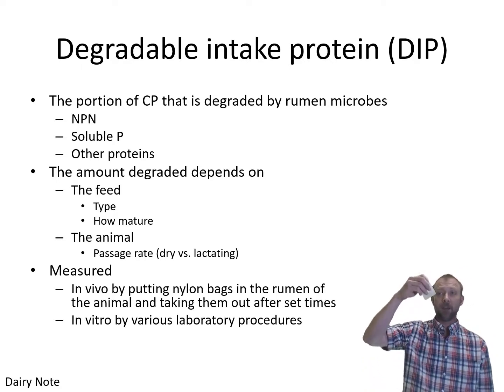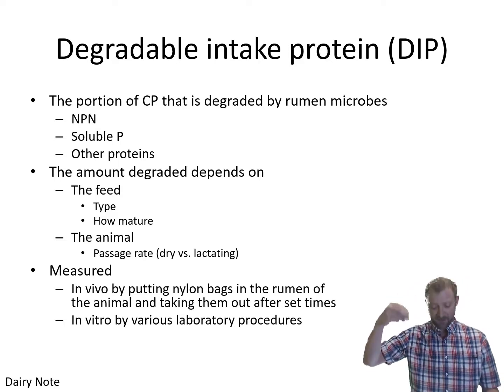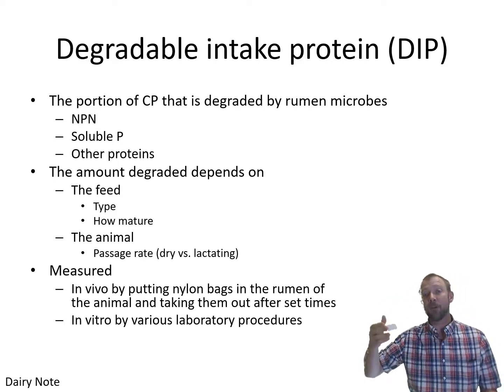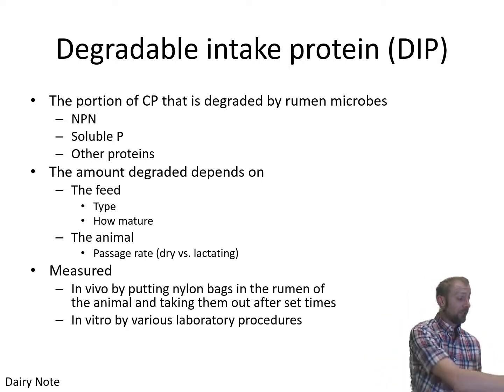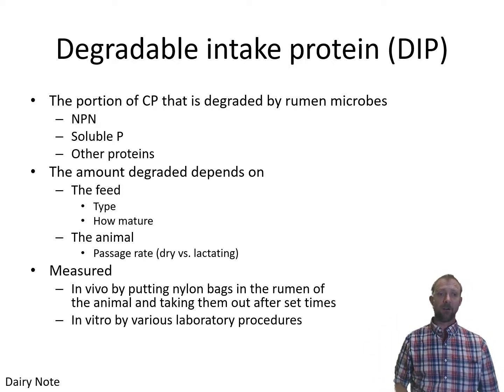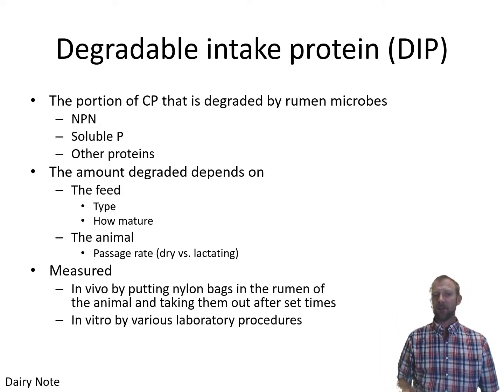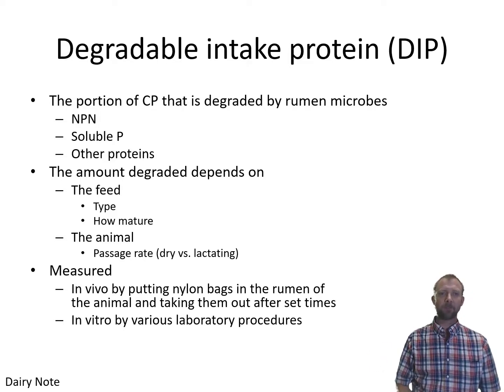You put the feed sample in there, you seal it, you put it in the rumen, and I'll put some in over many different times. I'll put those feed samples in there, take them out, weigh them, and I can see how much of it disappeared over that time and get an idea of the degradation rate. And then once I learn what the passage rate is, then I can find out how much of it's actually going to end up being used. There's also in vitro, which is like laboratory methods of analyzing it as well.